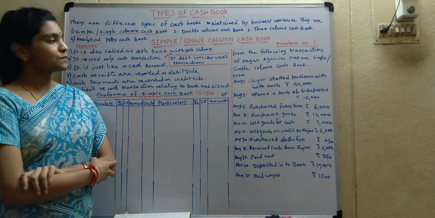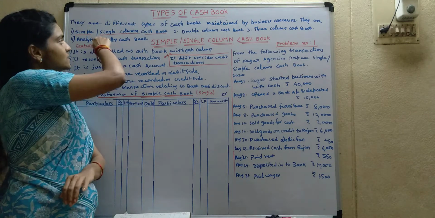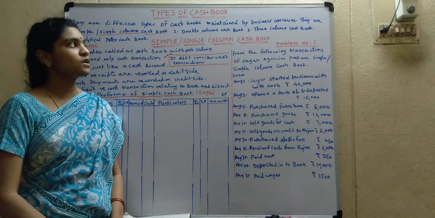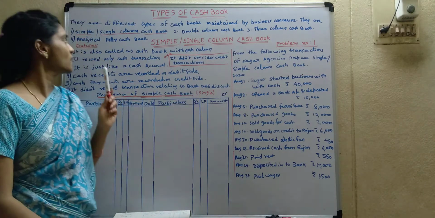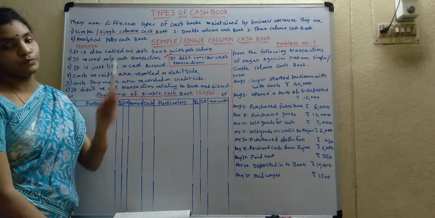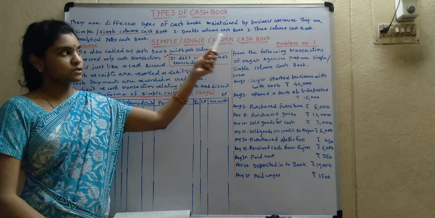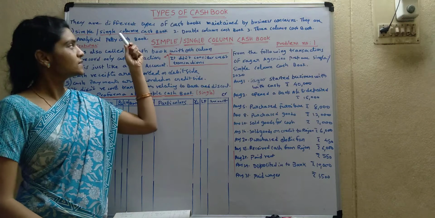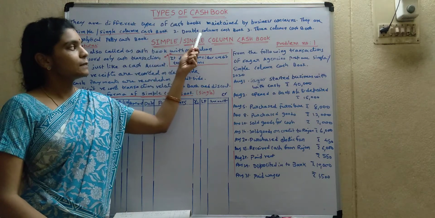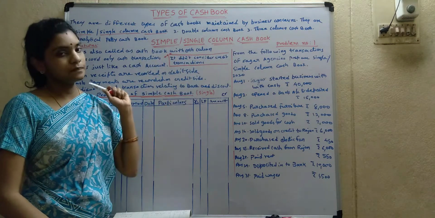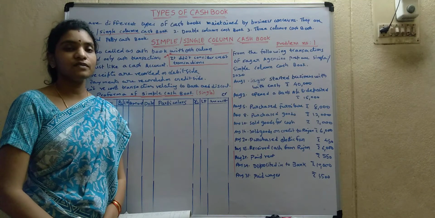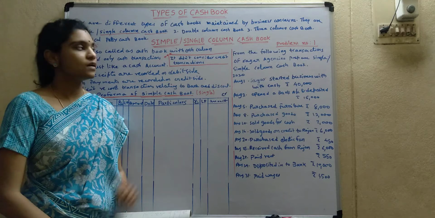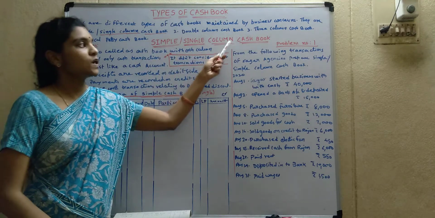And what are the types of cash books? Simple or single column cash book, double column cash book, three column cash book, and analytical petty cash book. Okay, these are the types of cash books. Today we are going to learn about the simple or single column cash book.